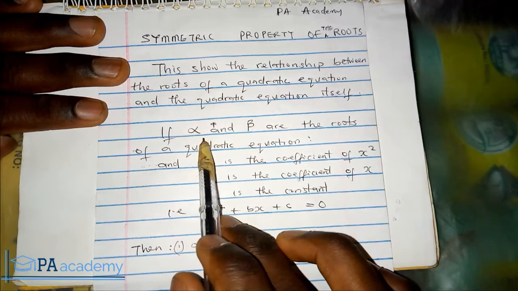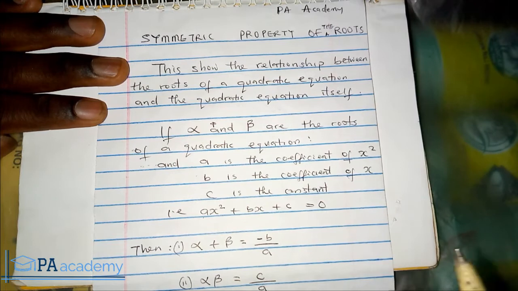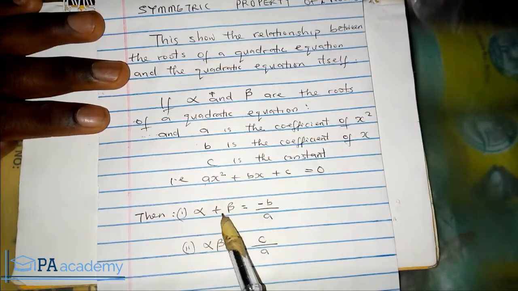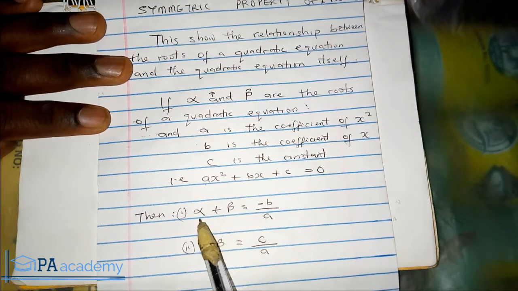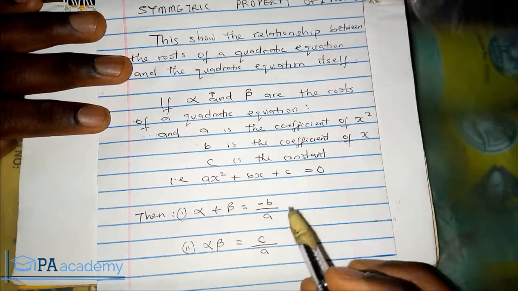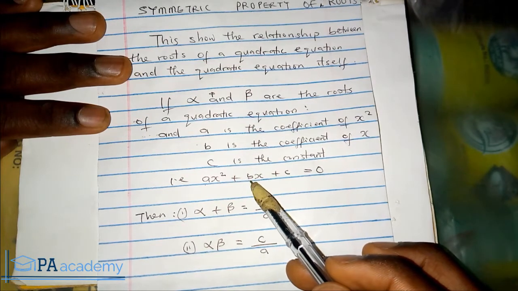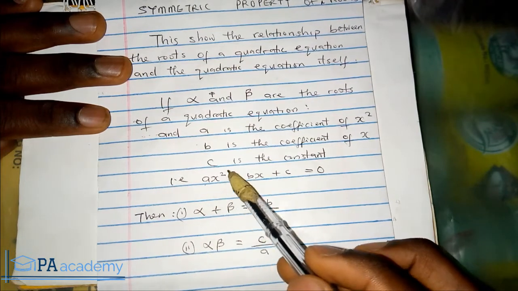So it says if alpha and beta are the roots of the quadratic equation, that means after solving any quadratic equation, the value of x, or what you get as the roots of that quadratic equation, let's assume it is alpha and beta. Then alpha plus beta is equal to minus b over a. So what it means is that when you add the values of the roots of any quadratic equation, it will be the same thing as minus b over a. Minus b over a is the negative of the coefficient of x, which is this b, over the coefficient of x squared.